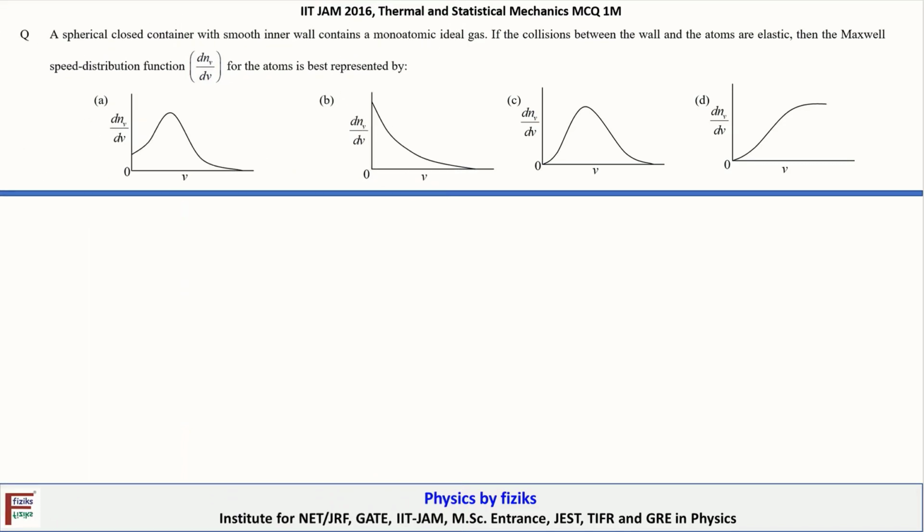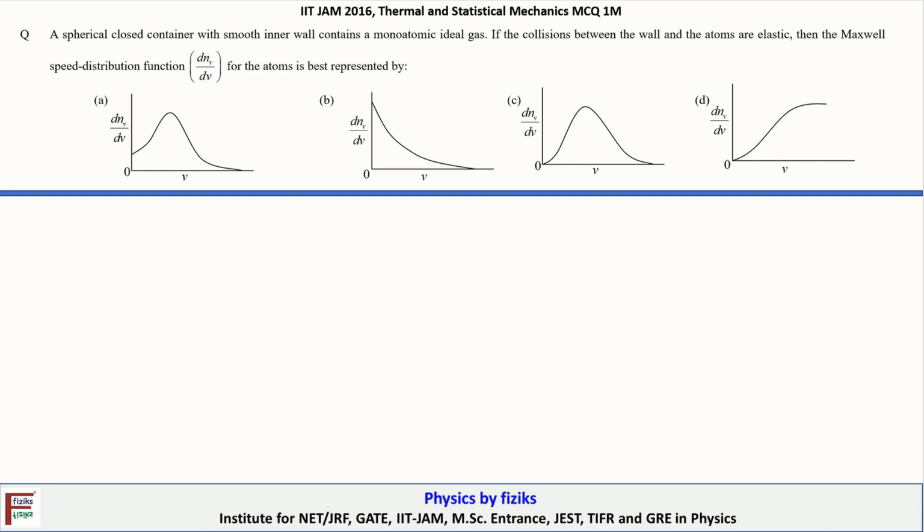So in this video, I'm going to talk about the solutions for the questions which appeared in Thermal and Stat in IIT-JAM 2016. The first question is, a spherical closed container with smooth inner wall contains a monoatomic ideal gas. If the collisions between the wall and the atoms are elastic, then the Maxwell speed distribution function, that is dn(v) by dv, for the atoms is best represented by.